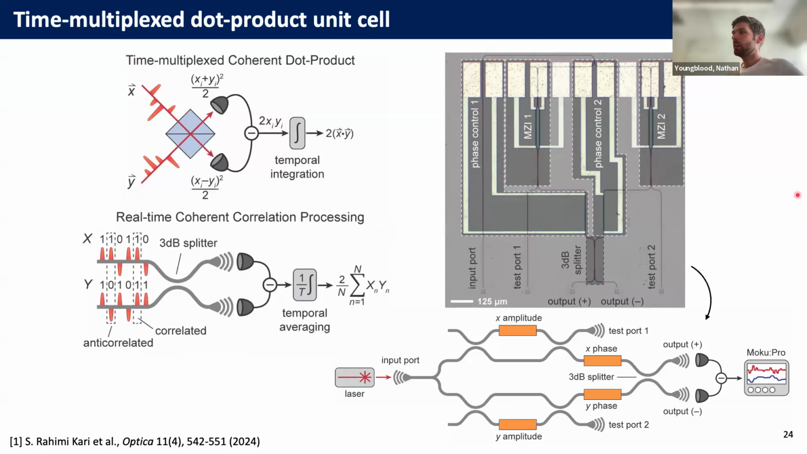So in this case, we can take a 3dB beam splitter that's on chip. If we modulate the amplitude and phase from a coherent source, we can essentially perform the dot product through temporal integration, or if you divide by the number of samples that you have, it'd be temporal averaging, and you can implement both the dot product and correlation on chip, which is kind of the goal.